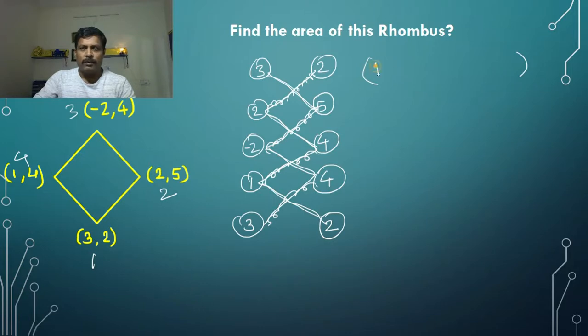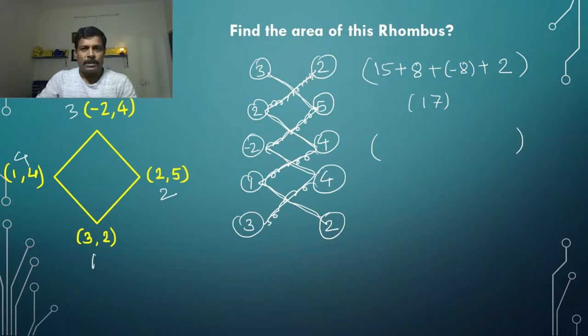3 into 5, 15 plus 2 into 4, 8 plus this is minus 8 plus 1 into 2, 2. So 15 plus 8, 23, 23 plus 2, 25, 25 minus 8, that is 17. Alright. So let us calculate the second bracket.